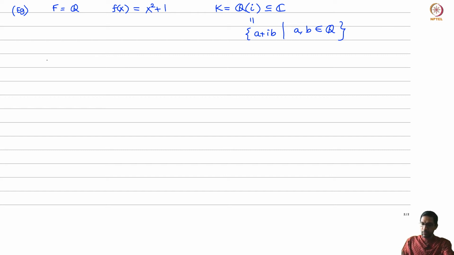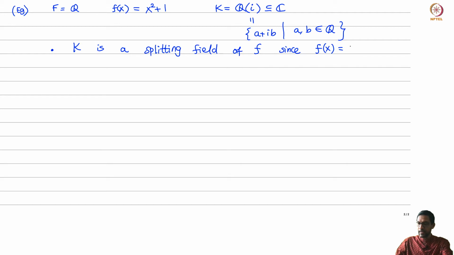Okay, and why is this field a splitting field in this case? We need to check the two conditions. I claim that K is in fact a splitting field of this polynomial f, because, well, first property, f should split into linear factors over K, and that's satisfied because this polynomial splits as x minus i times x plus i, and the i that now appears here is after all an element of this field. So you can think of this as the factorization of f of x in the ring K[x], where K is now the field Q(i).